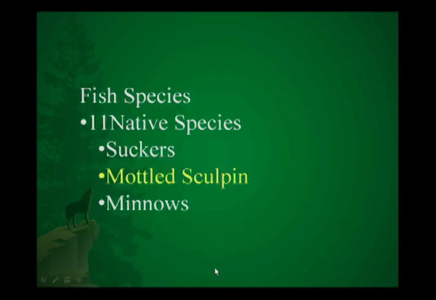And then the mottled sculpin would be another native fish species. And there are also 4 species of minnows, which are just small fish kind of at the bottom of the food chain as it relates to fishes in the ecosystem.